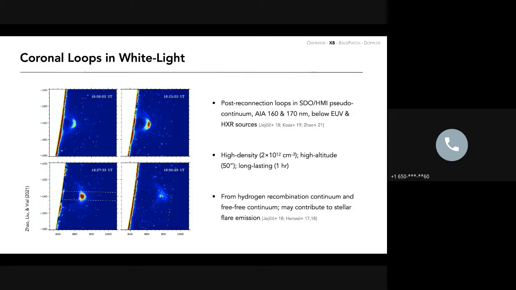And this might have implications for stellar flare emission, because so far stellar flare temperatures, for example, are estimated assuming that all the white light emission is coming from the stellar surface. Now, if you have lots of energy deposition, you might get these huge stellar flare loops that could, in principle, dominate your white light flare emission. And that's discussed in the Heinzel 2017 and 2018 papers. Next slide, please.